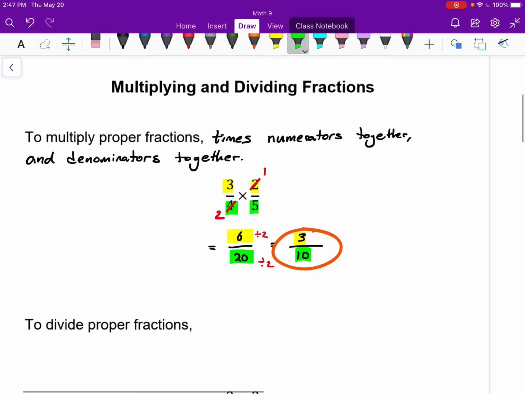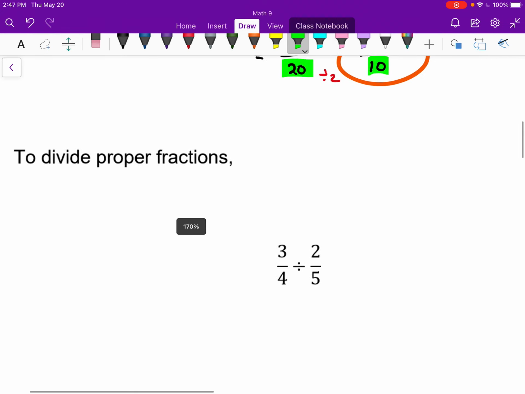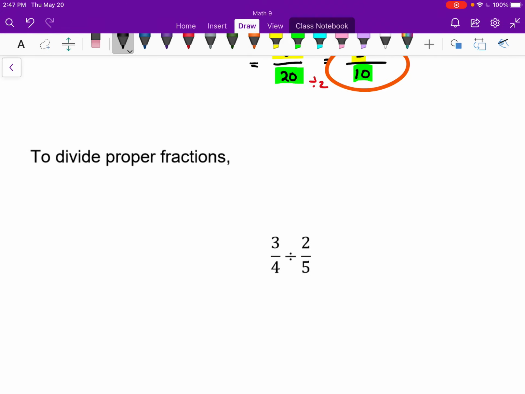In general, multiplying fractions is extremely quick. The biggest hurdle is usually our own lack of confidence. We see fractions, we assume it has to be complex. Dividing fractions is not quite as quick, but it's close. What always works is to multiply by the reciprocal of what you're dividing by. To divide proper fractions, multiply by the reciprocal.